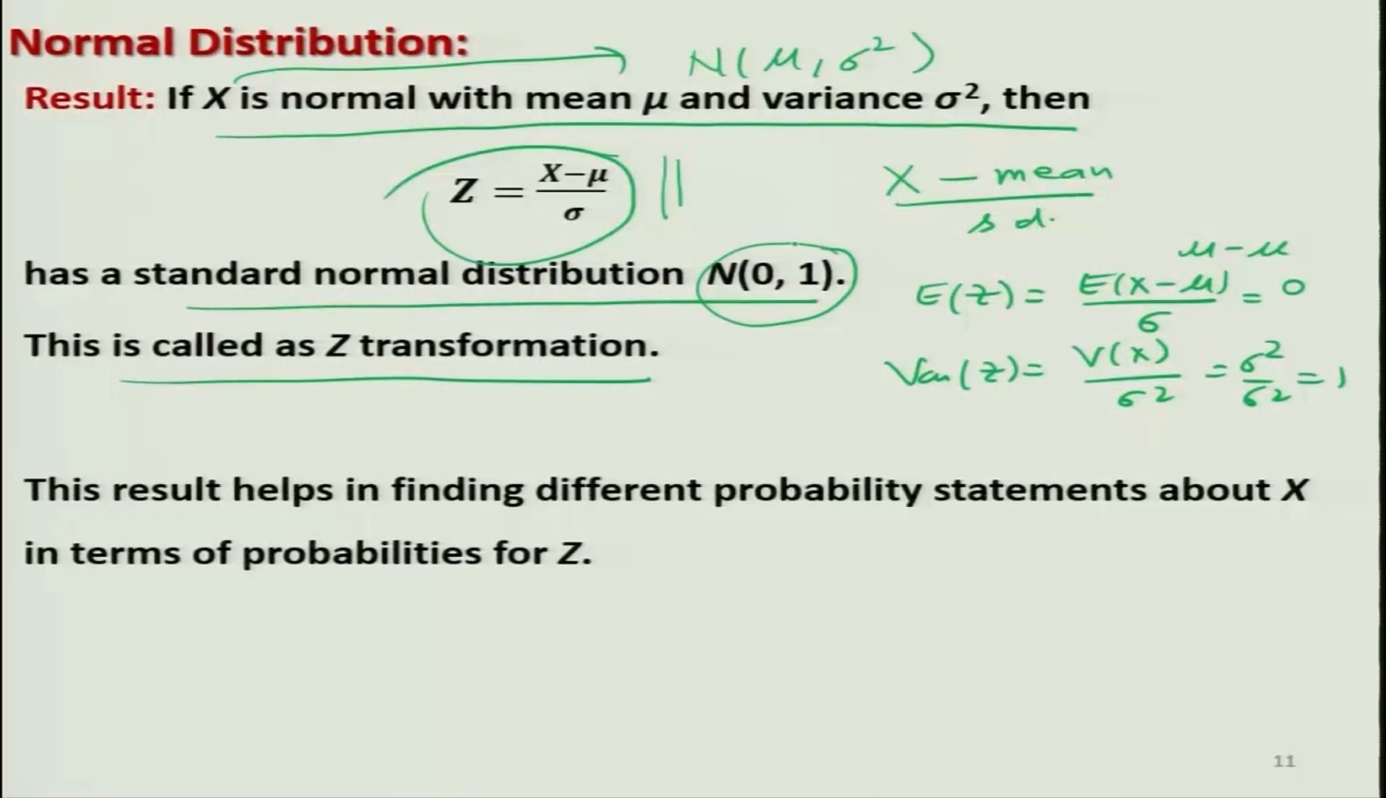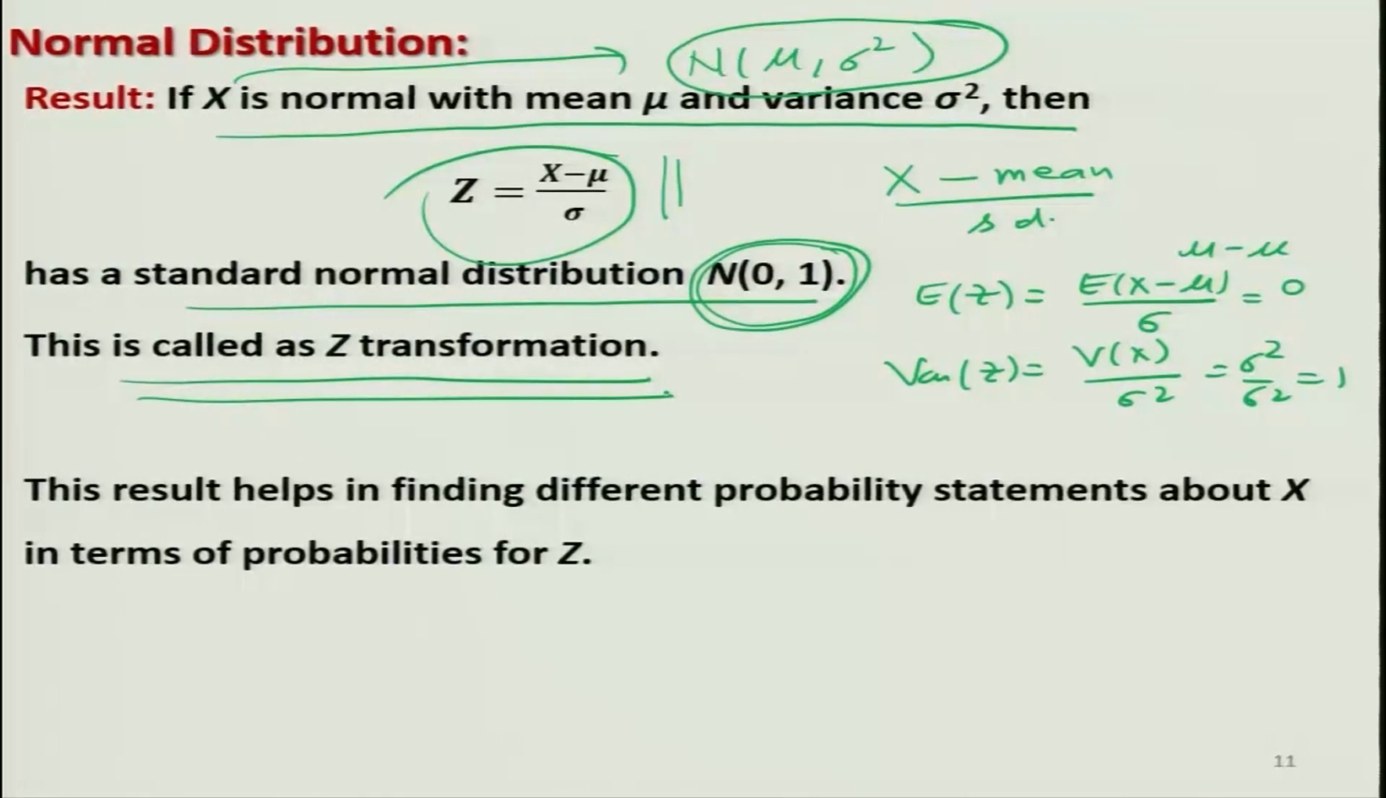Now, when we say the mean is mu and variance is sigma square, we do not know their values. But when we say that the distribution is normal 0 1, we know the value of mean and variance. So, this is called the Z transformation.